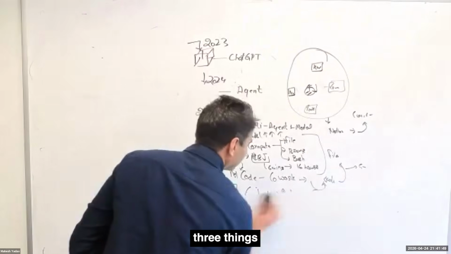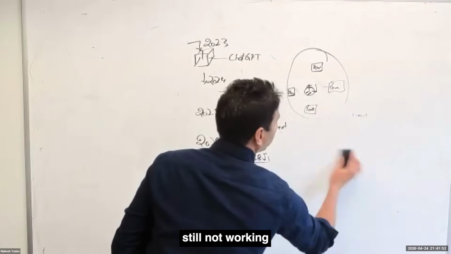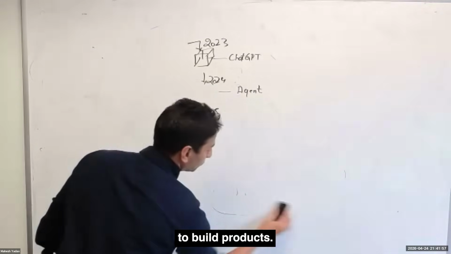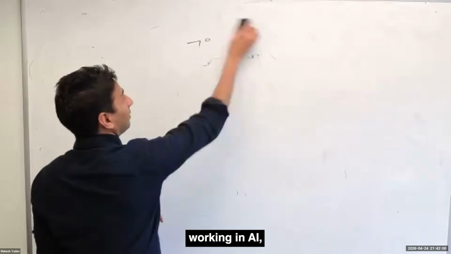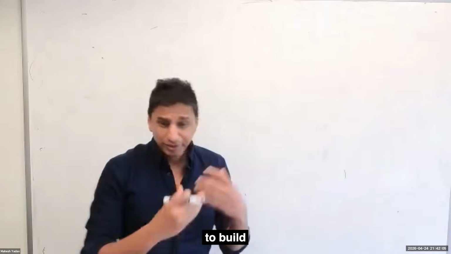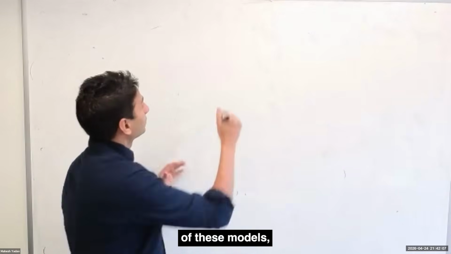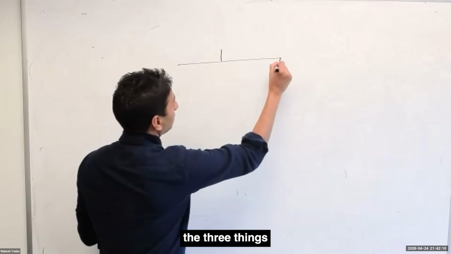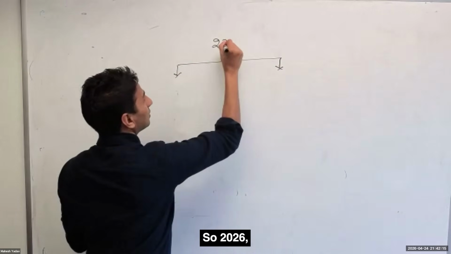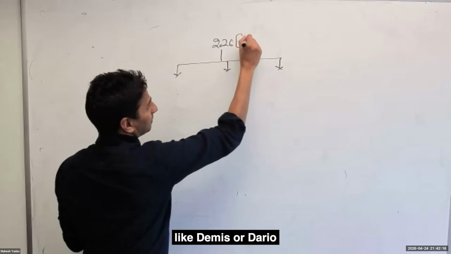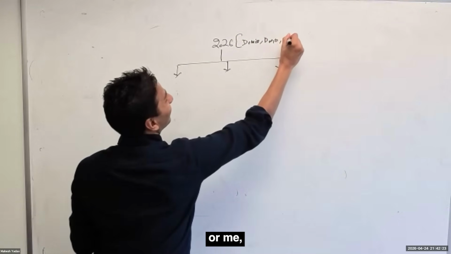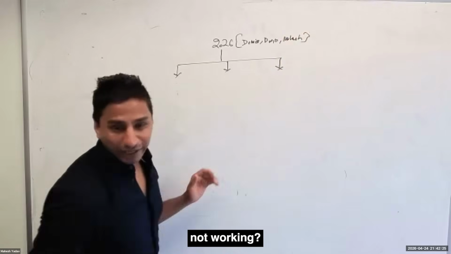Then what are the three things that are still not working, even in 2026, or where we need product managers to build products? If you are working in AI, if you need to build AI agents, or if you're going to build agent capabilities on top of these models, what are the three things that are still not working today? So in 2026, if you ask any research lab, like Demis or Dario or me, what will we say? What is still not working?